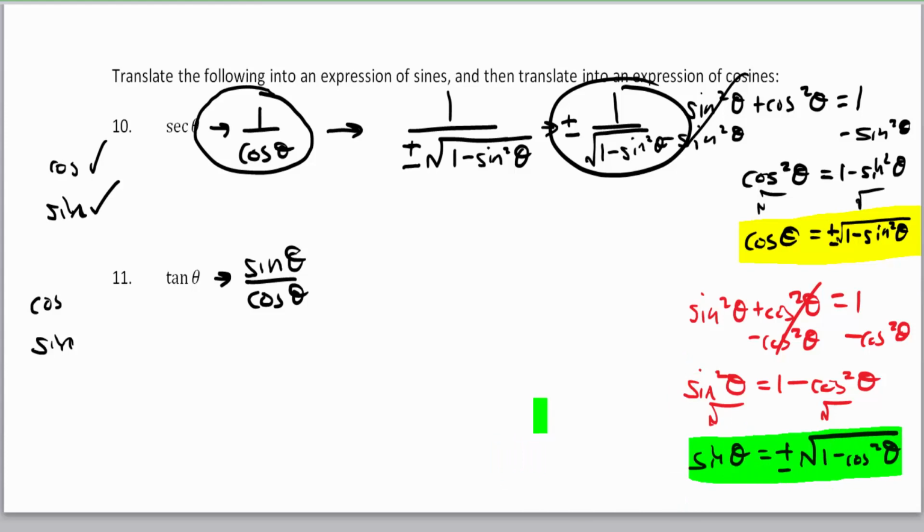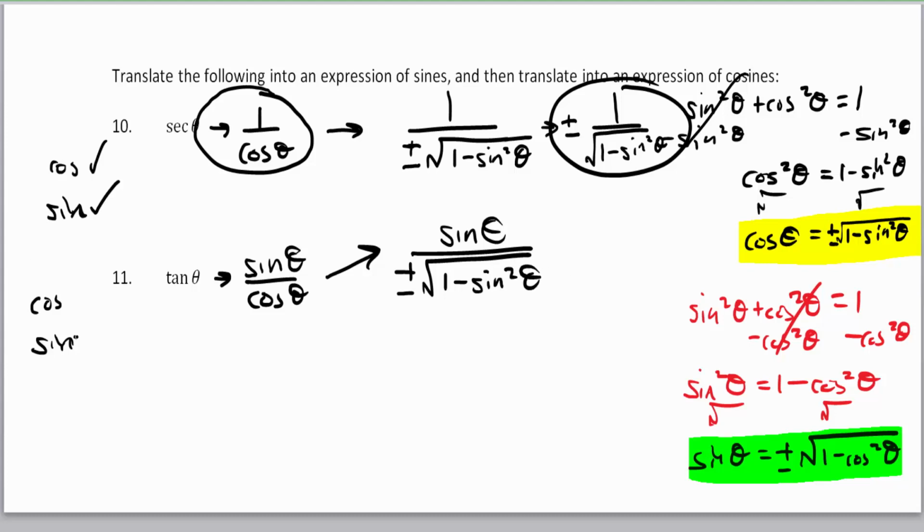These are two very powerful formulas here, because they allow us to take this expression, sine theta over cosine theta, and write it everything in terms of sine, where my numerator is now sine theta, and my denominator is now, since cosine theta is equal to plus or minus the square root of 1 minus sine squared theta.